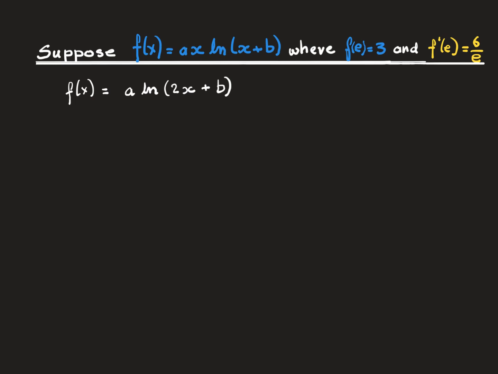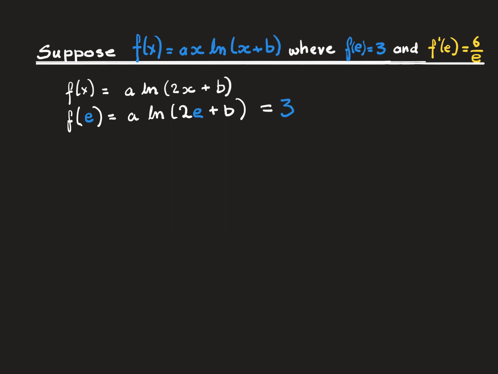We're told that the function f(x) is a ln 2x plus b. We're also told that the function at e, substituting x for e, is a ln of 2e plus b, and that is equal to 3. That's what we're told.